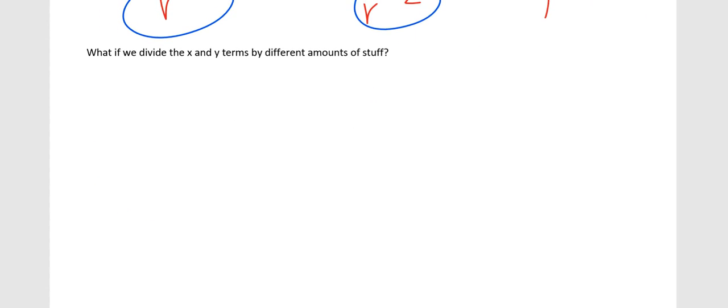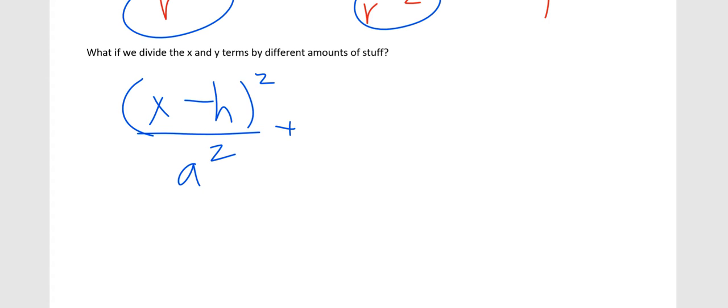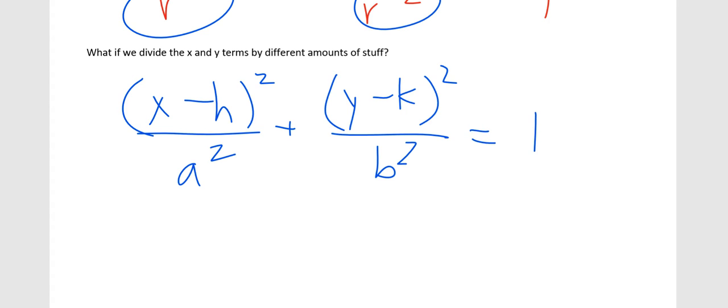So, if we divide them by different things, so we have x minus h quantity squared over a squared plus y minus k quantity squared over b squared equals 1, we have an ellipse. It's only a circle if a squared and b squared are identical.